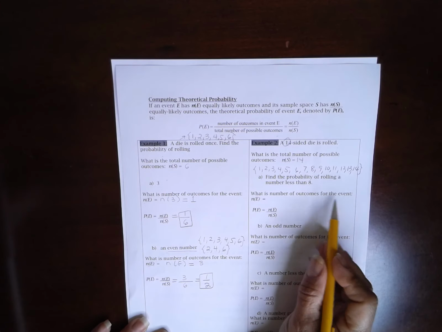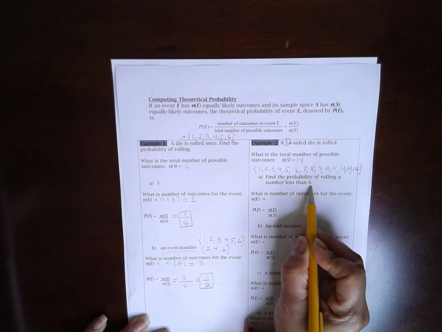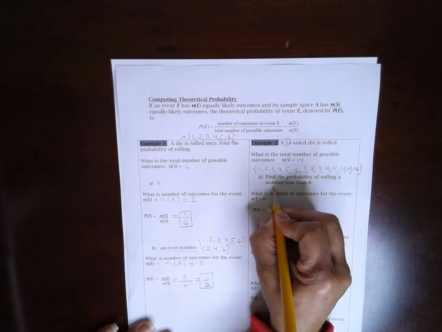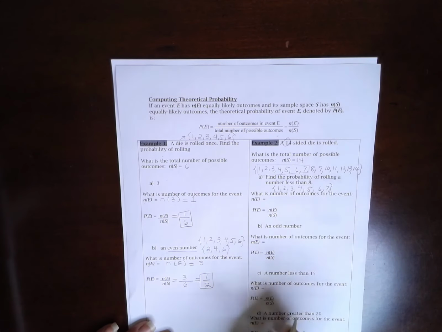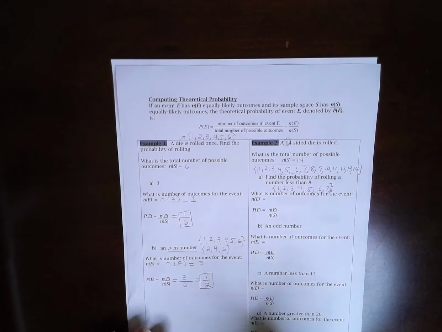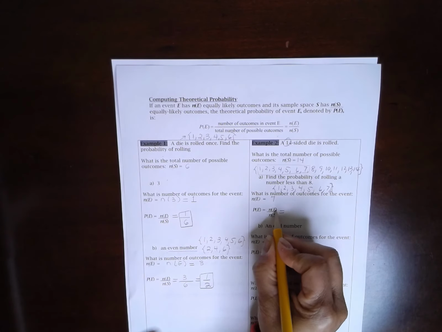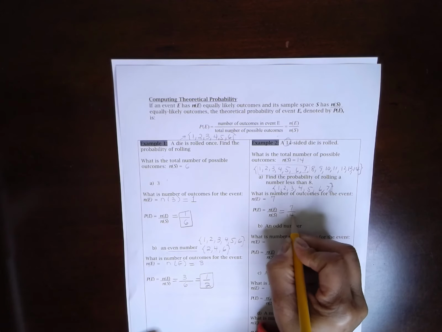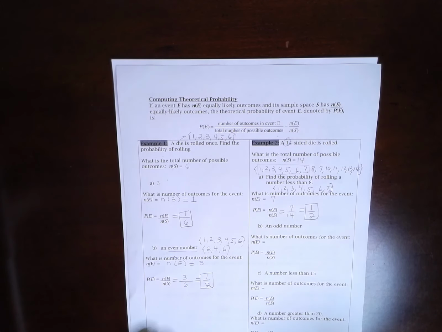So what is the number of outcomes for the event? You are being asked to find the probability of rolling a number less than 8. If you are looking for a number that is less than 8, that is 1, 2, 3, 4, 5, 6, 7. You stop at 7 because it says less than 8. So the number of outcomes in the event is 7. The probability is the number of outcomes in the event divided by the number in the sample space of all the possible outcomes. It is 7/14. That simplifies to 1/2.